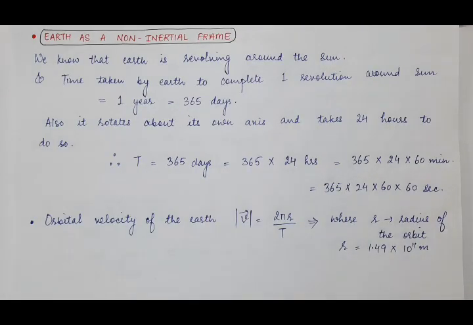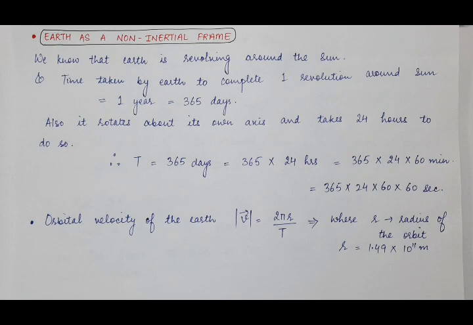Next is, why Earth is actually a non-inertial frame, but still we take it as an inertial frame, because we take all the lab frames which are attached to Earth, fixed with Earth, as inertial frames. It means we generally take Earth as an inertial frame, but actually it is a non-inertial frame. So now see, we know that Earth is in rotational motion about its own axis, and also at the same time Earth is revolving around the Sun.